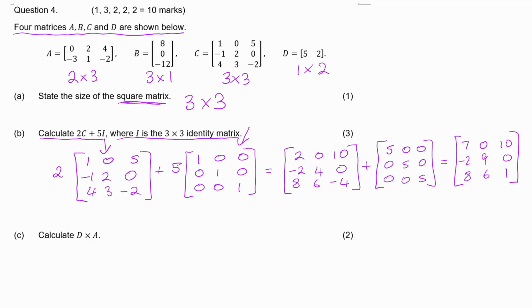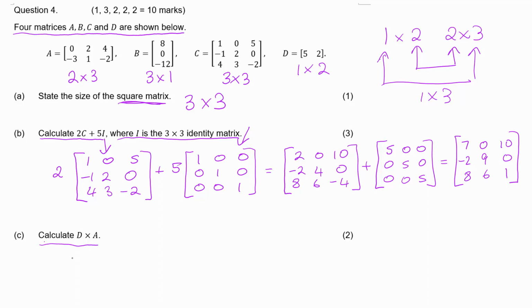And then the next thing is calculate D times A. It's worth just taking a moment to say that D is a 1 by 2. A is a 2 by 3. And so we can do the multiplication, and the product matrix is going to be a 1 by 3.